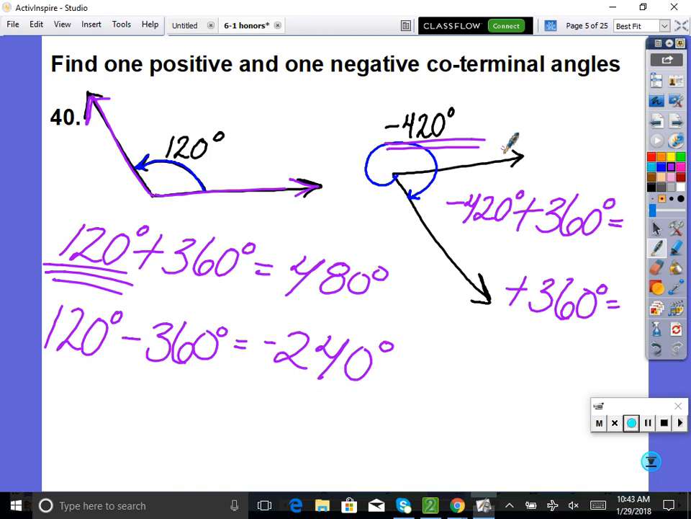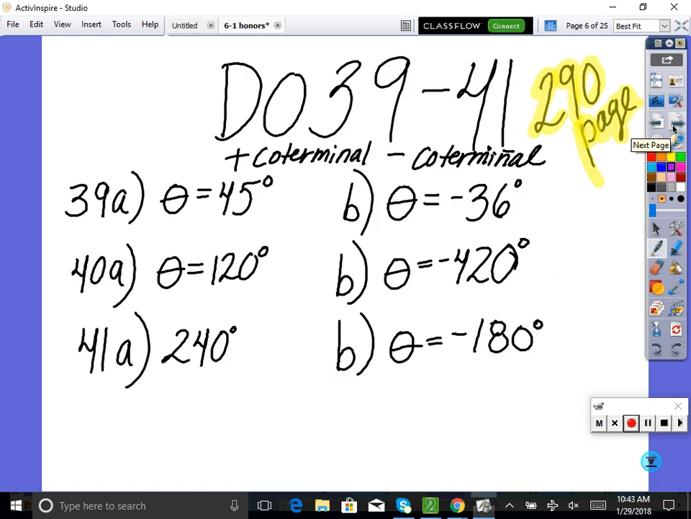Does everybody see how that would be useful? Okay, cool. Hey, do these problems, ready, set, go.